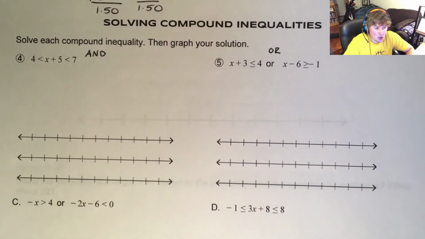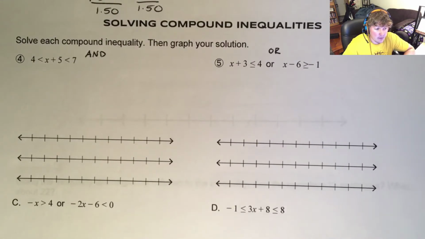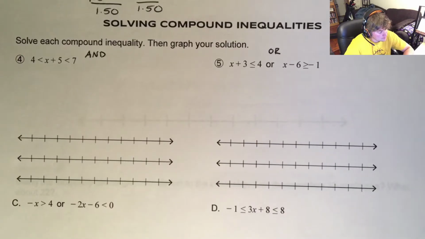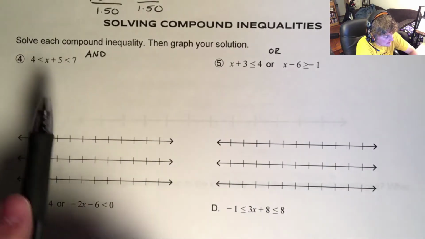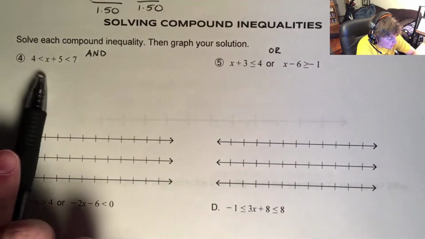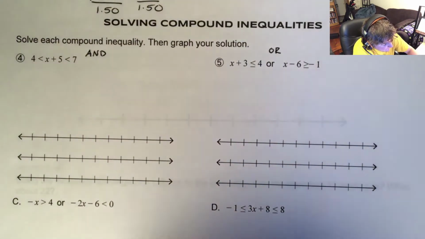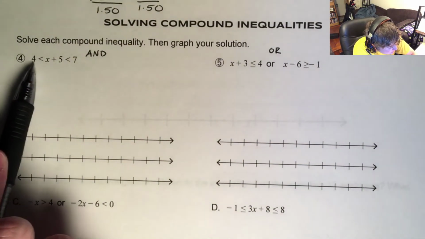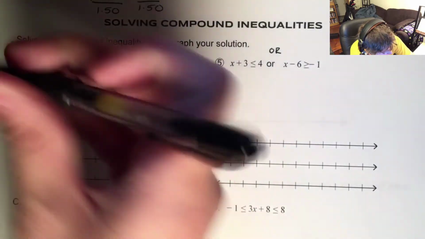Okay, so I'm going to show you how we can solve these problems a little bit longer than maybe what you've seen before in the past, but hopefully it will help you understand more about and inequalities as well as or inequalities. So really an and inequality is just two inequalities pressed together. And the first inequality is the first two parts: 4 is less than x plus 5.